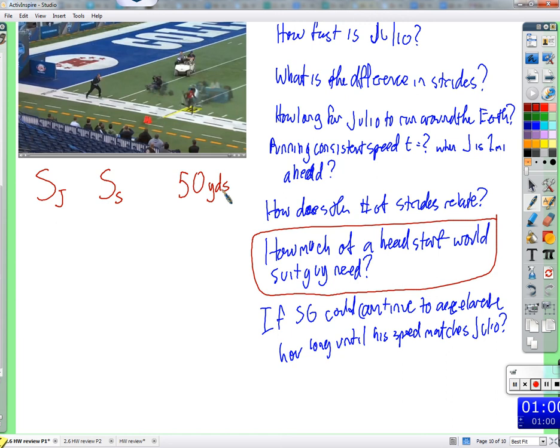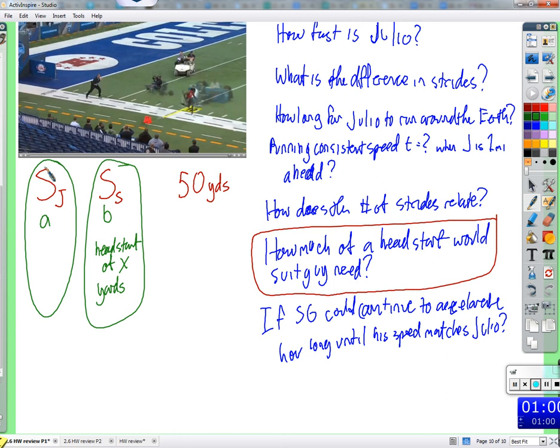Let's make this even a little easier. Let's call this guy A and this one B. Let's say also that the suit guy is going to get a head start of X yards. So in our notes, let's see if we can write equations for the suit guy and for Julio. Equations involving Y and X, and of course A, that's Julio's speed, and B, that's the suit guy's speed.